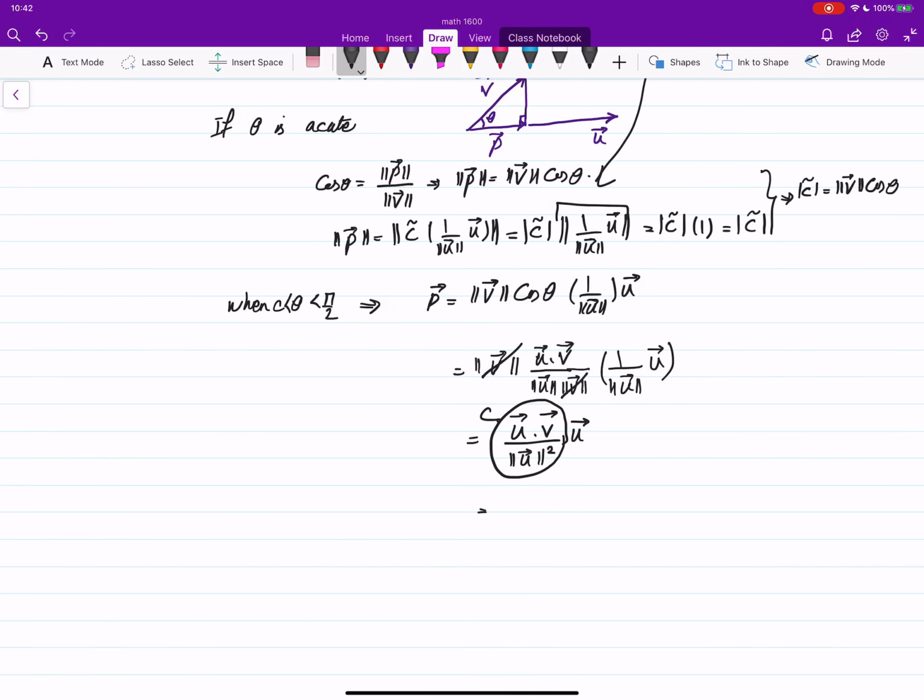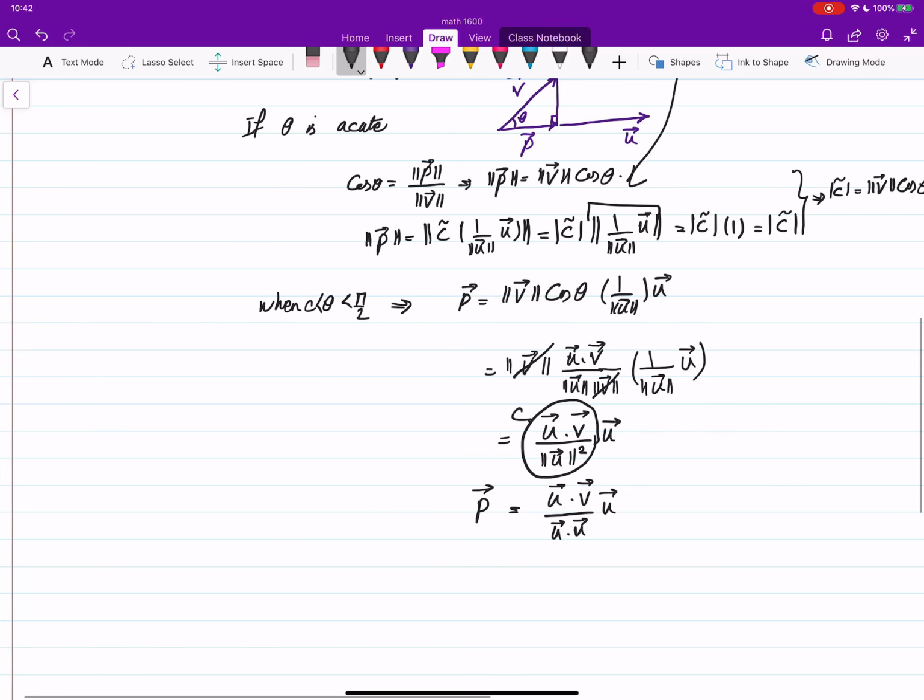But we can do a little bit more. This is U dot V over the length of U squared, which is U dot U, and well, this gives us a nice formula. If you give me V and U, I can find the dot product of U and V, the dot product of U by itself, and then divide them, get a number, a scalar multiplied to U.